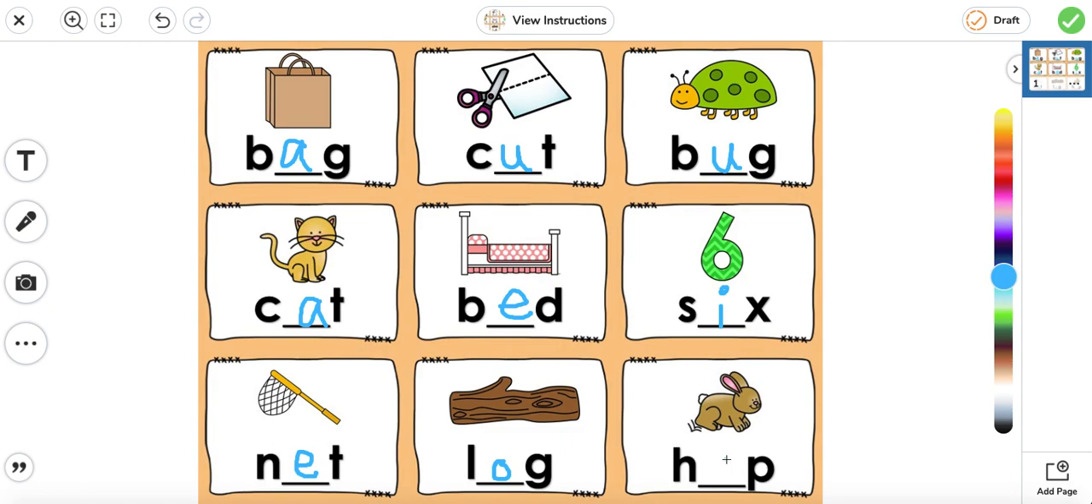H, o, p. Hop. What makes the o sound? The letter O.